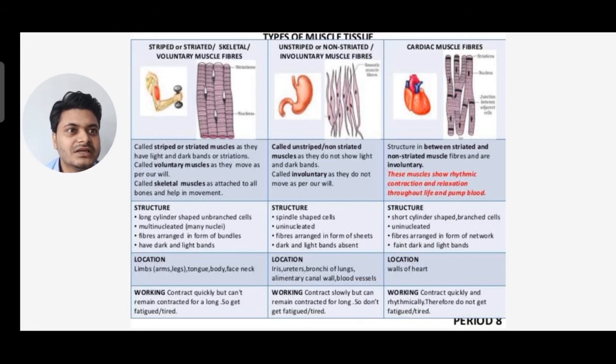Let's see about the cardiac muscles. You see structures in between striations and non-striated. So the cardiac muscle function is intermediate between striated muscles and unstriated muscles, and they are involuntary muscles. Cardiac muscles are involuntary muscles, and these muscles show rhythmic contraction and relaxation throughout their life and pump blood.